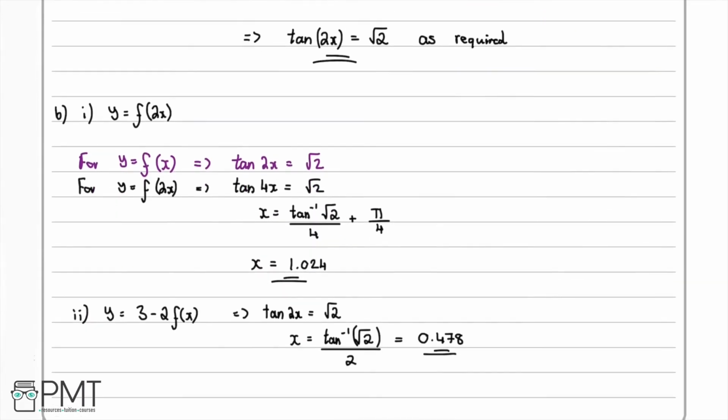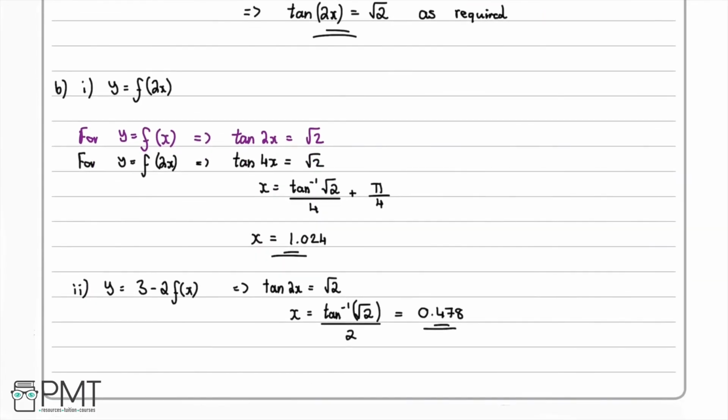Then moving to part B of the question, it was worth 4 marks in total. So for the first part of the question, we received our first mark for solving tan 4x equal to root 2, and then we receive our second mark for coming to the correct conclusion of x is equal to 1.024. And then similarly for the second part of this question, we receive our first mark for knowing to solve tan 2x is equal to root 2, and then we receive our second mark for coming to the conclusion that x was equal to 0.478.